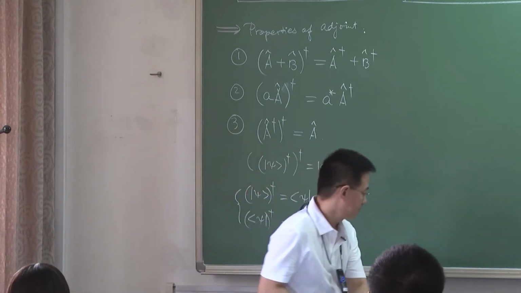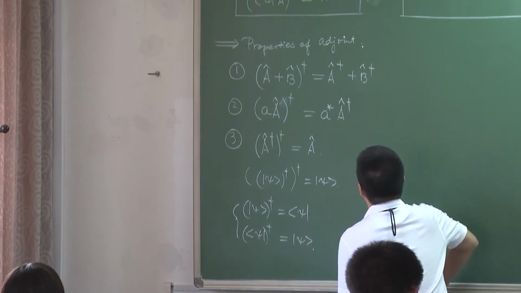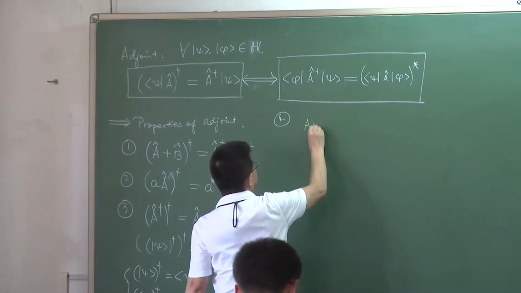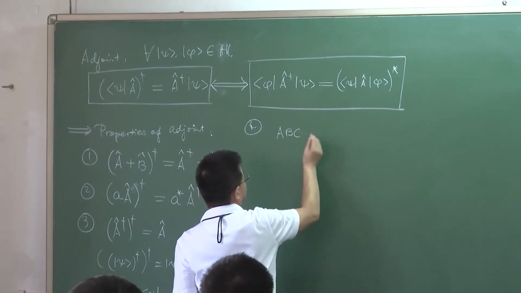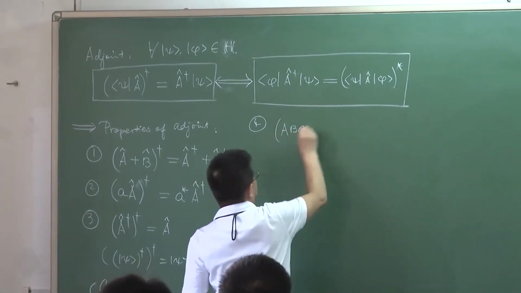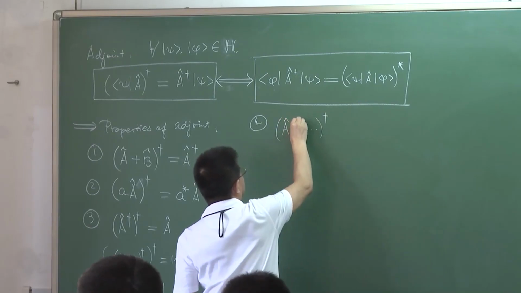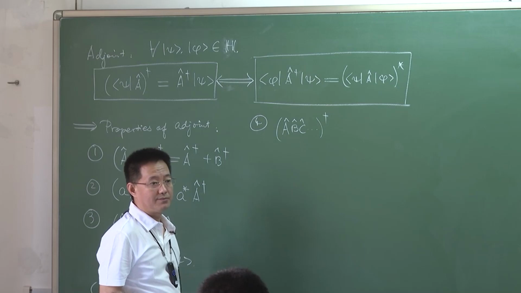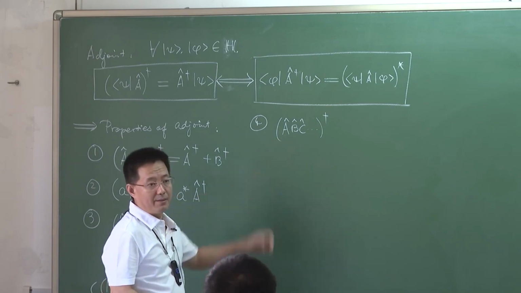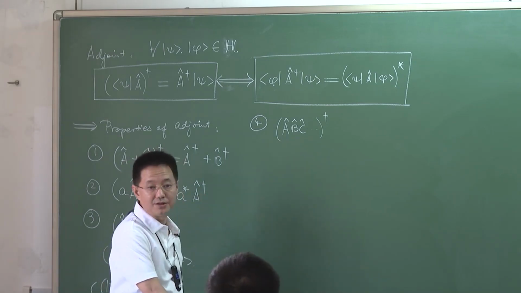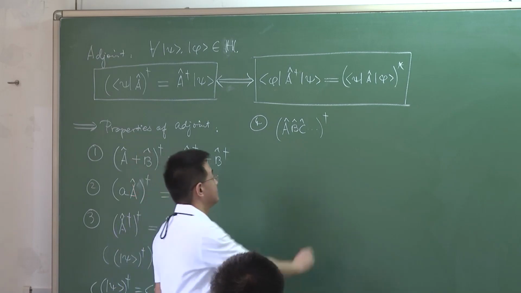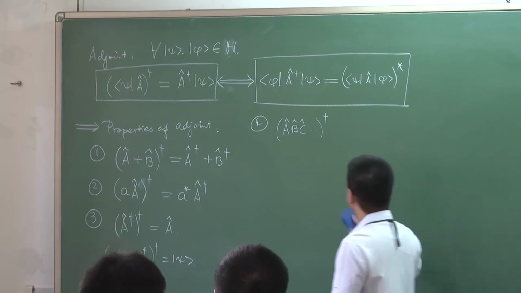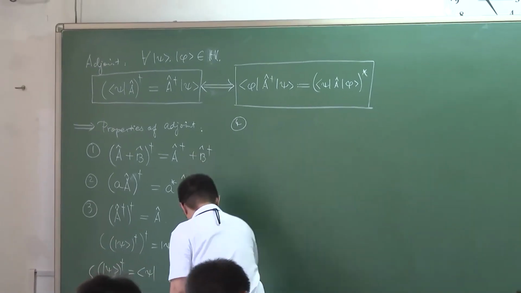And the final thing that I think is very important is that if you have A, B, C, something like this, if you have so many operators, what is the result of the dagger for this operator's multiplication? What is the result of that? I think that I can write this in another way.